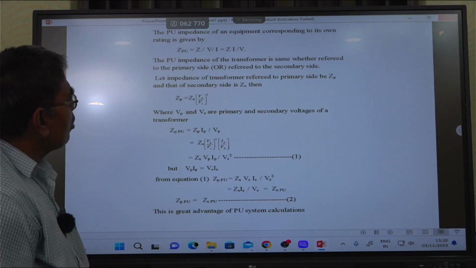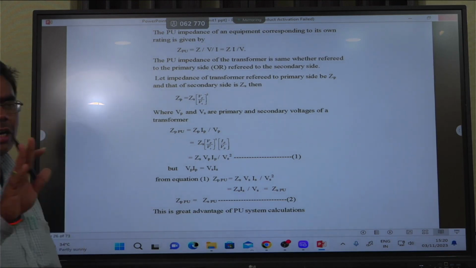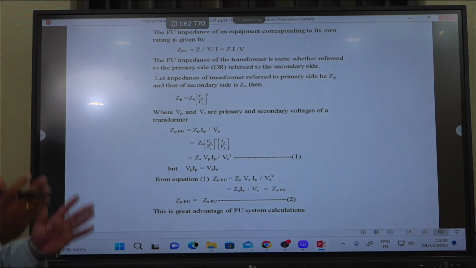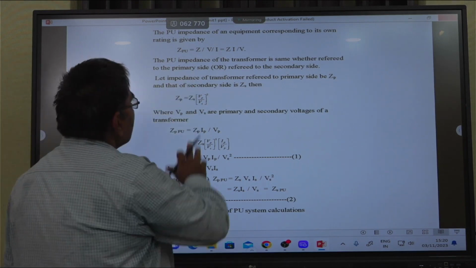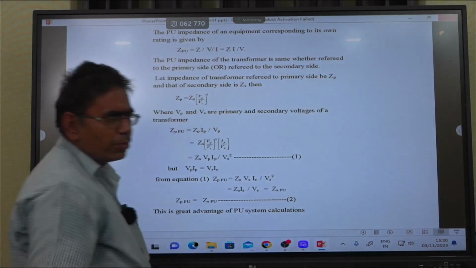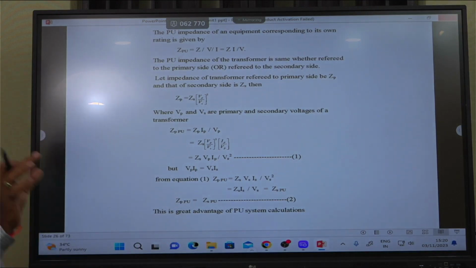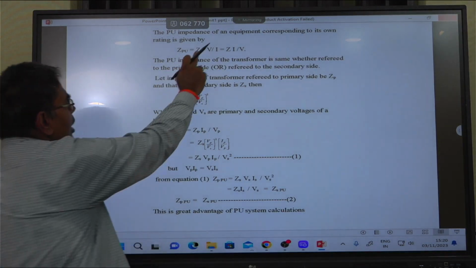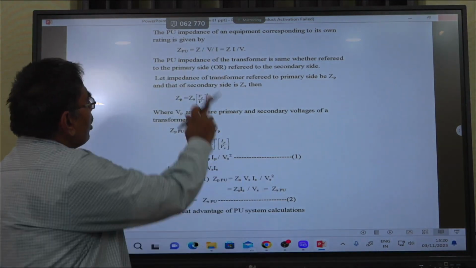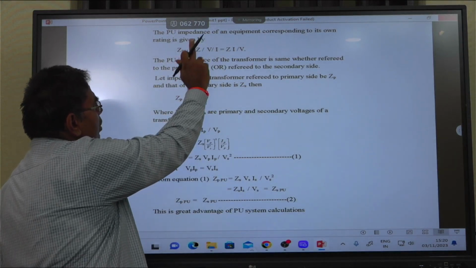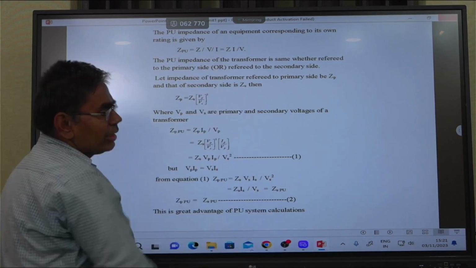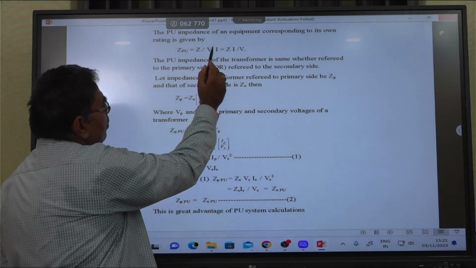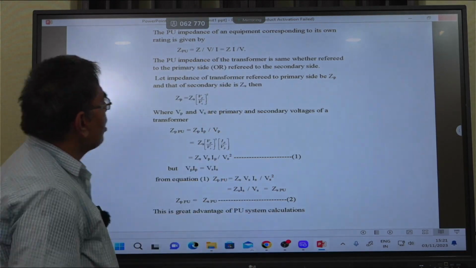One more advantage is that the per unit impedance of the transformer is the same whether referred to the primary side or the secondary side. That can be seen here. The per unit impedance of the equipment corresponds to its own rating. Z is the per unit impedance of the equipment. Voltage and current are base quantities. Then per unit impedance is actual value divided by base. Z is the actual quantity, V by I is the base quantity. Actual divided by base: Z into I divided by V. A similar relation is applicable.